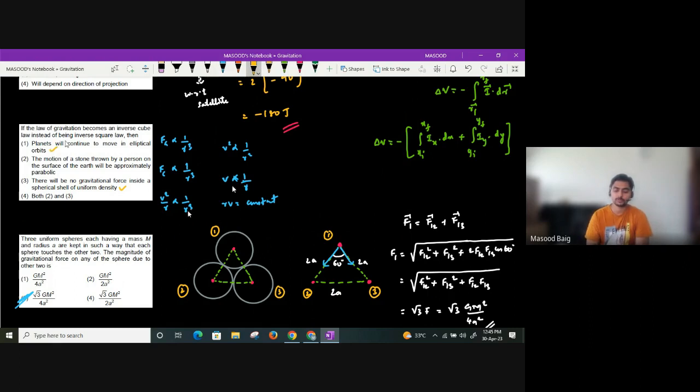Motion of a stone thrown by a person on the surface of the earth will be approximately parabolic. How will it be parabolic? The second one will be wrong. There will be no gravitational force inside, it will continue to move. Motion of a stone thrown by a person on the surface of the earth will be approximately parabolic. No, it will still follow a straight line. If it is thrown vertically upwards, it will follow a straight line motion only. It will not be following a parabolic path.